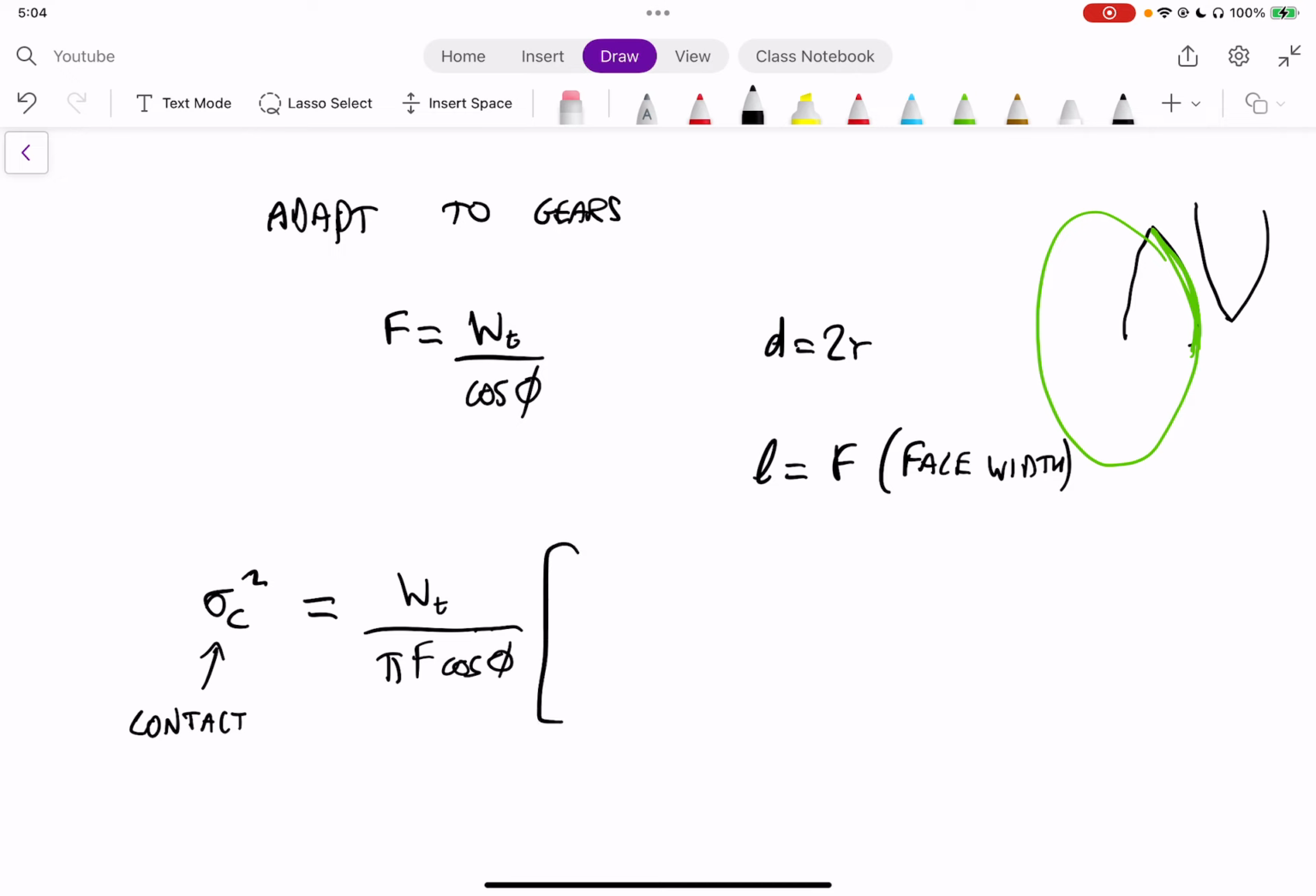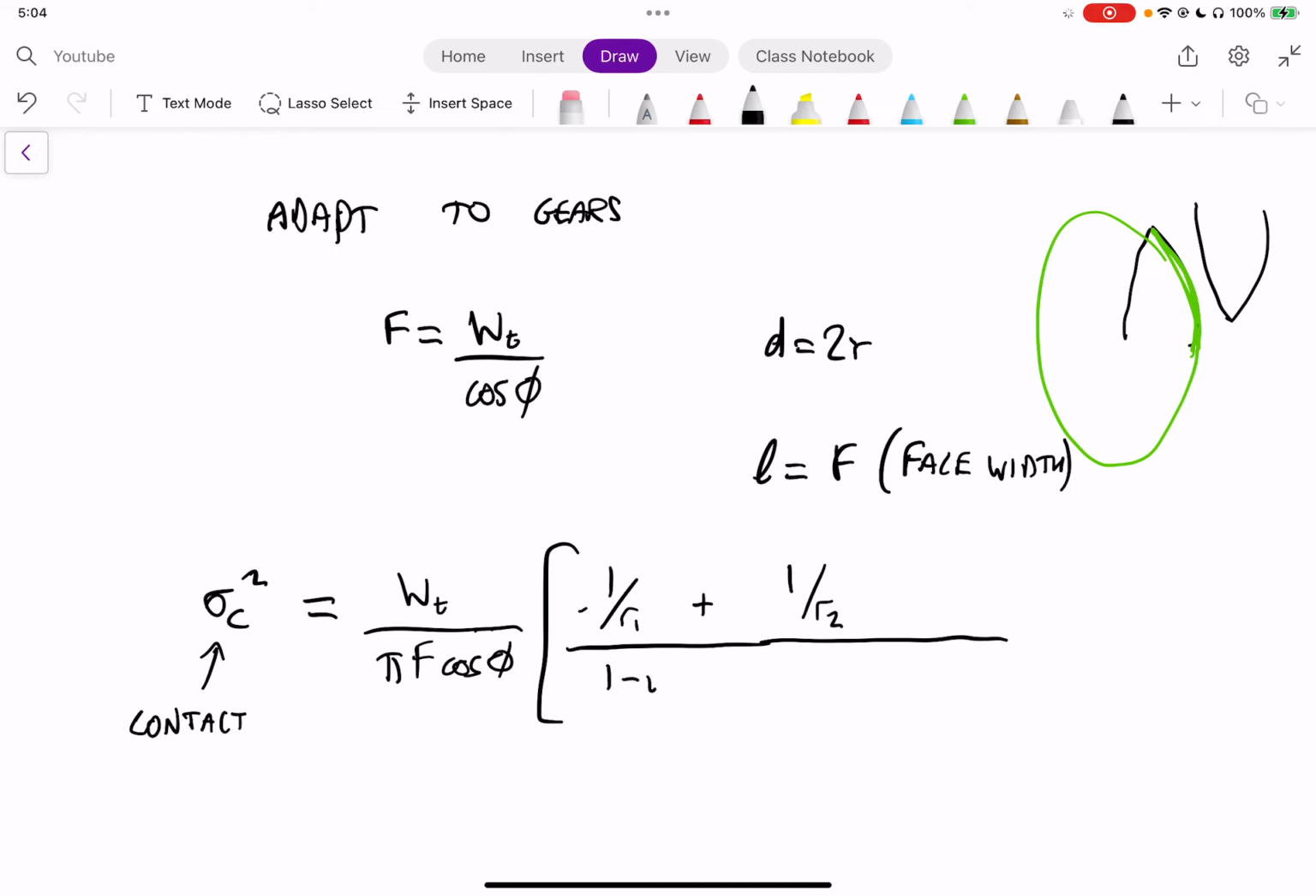And we have that this is multiplied by, we're going to convert our 1 over d1 to 1 over r1 instead, and we're going to flip them. So we're going to have 1 over r1 plus 1 over r2 for the two different cylinders in contact with each other, or the two different gears in contact with each other.